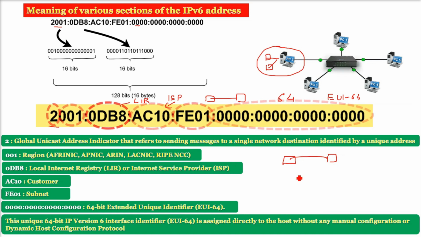computer, without any manual configuration or even DHCP. You don't have to do DHCP or manual configuration. It is assigned like that. So this is the final part, which is called EUI64. That is how you can remember.